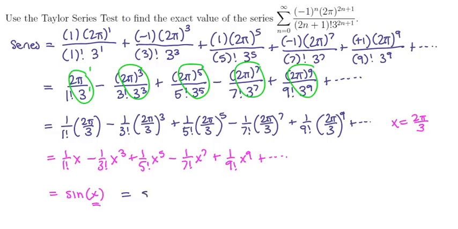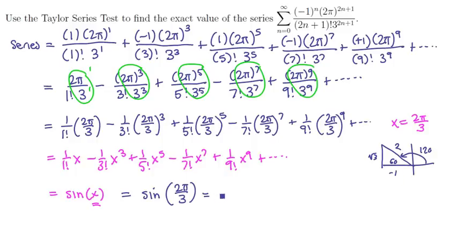So if we replace x by 2π over 3, we see that this series converges to the sine of 2π over 3, which is something we could work out real fast. That's a 120-degree angle. And so if we draw a quick triangle with a 60-degree reference angle, there's a root 3 here, a 1 here, a 2 here. The sine is the opposite over the hypotenuse. That means it sums exactly to root 3 over 2. And there's the exact sum of this infinite series.